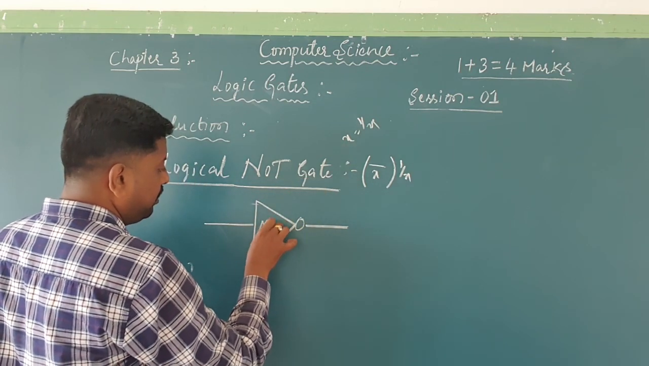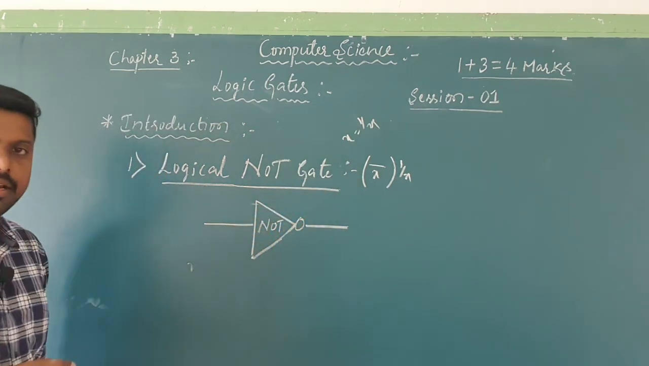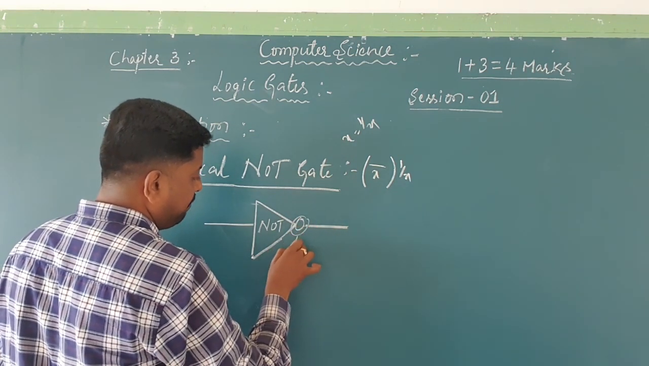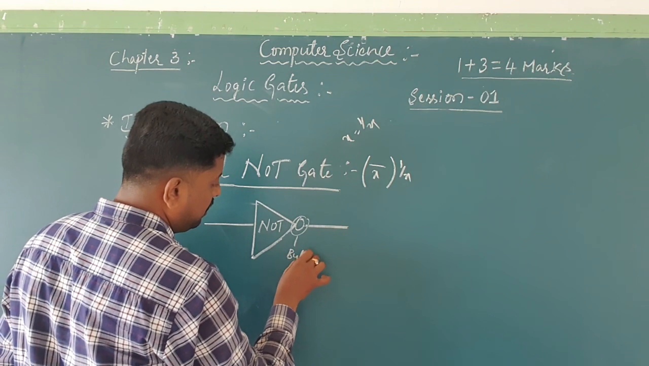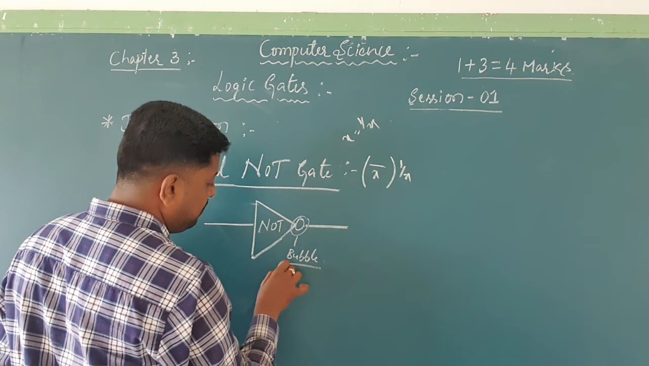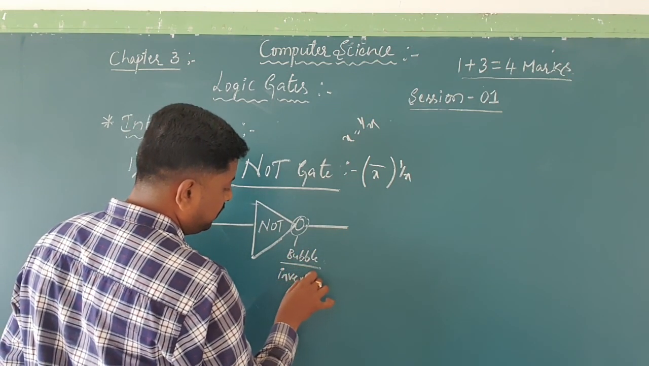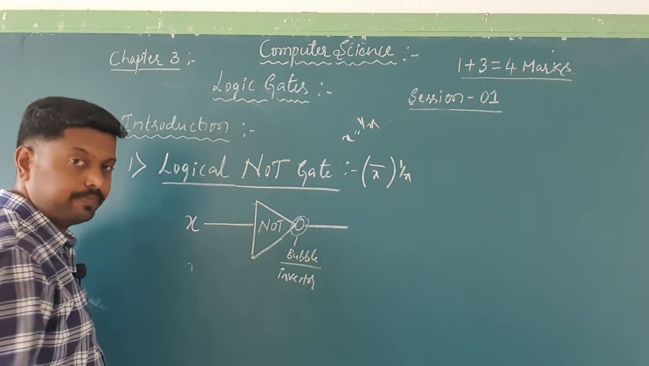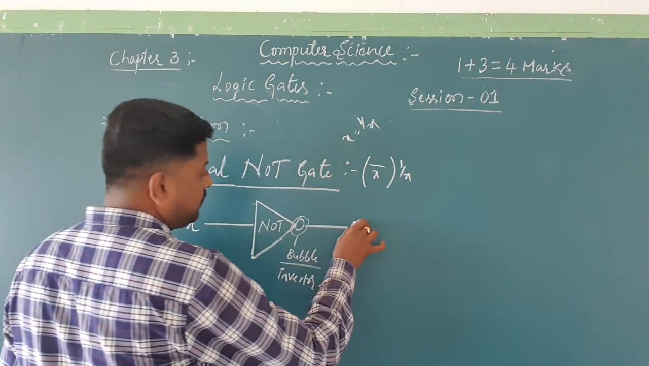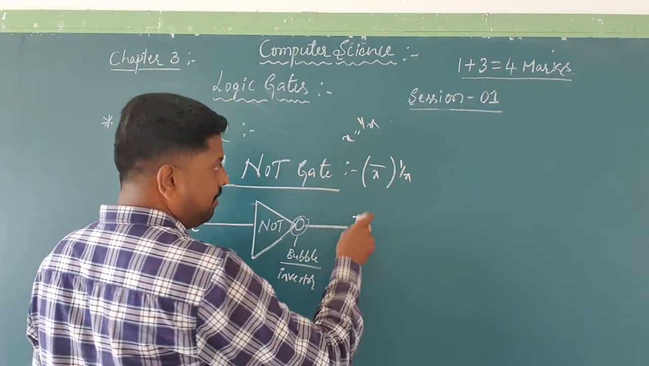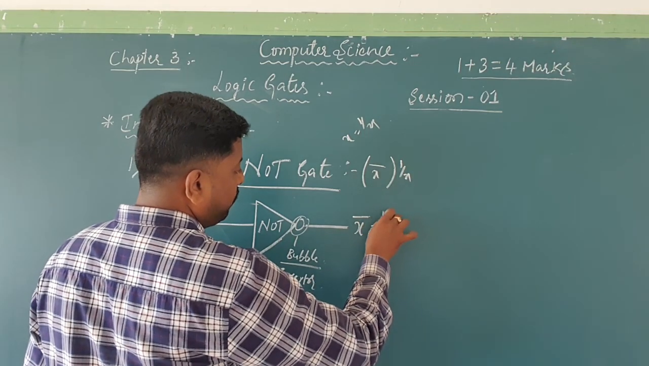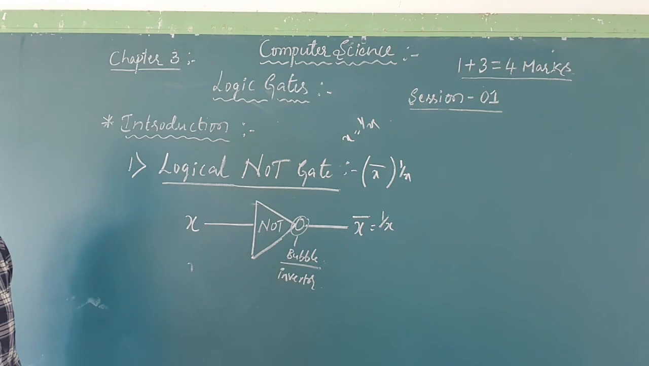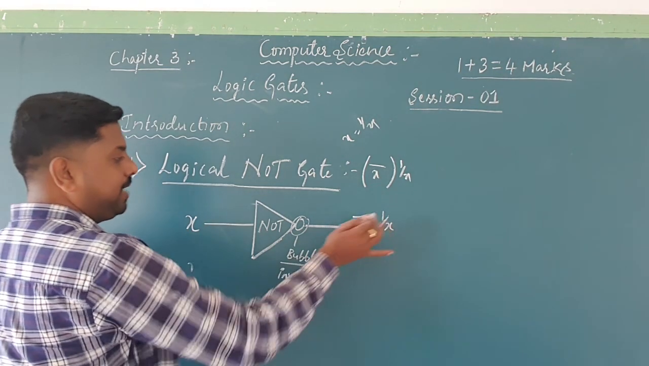See, this is the NOT gate. Here you are observing, what is this bubble? This is what we call a bubble, acting as an inverter. For example, x is an input, then x bar will be the result. X bar, as I showed, means 1 over x, which converts into its complement. So if it is x, that is 1 over x or x bar.